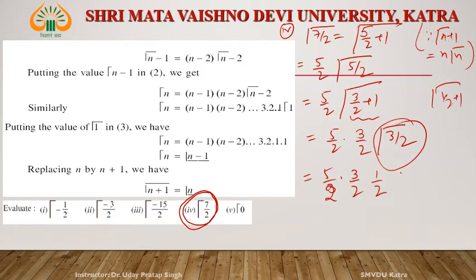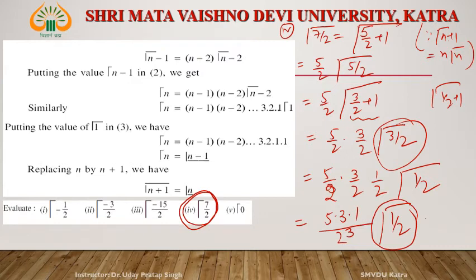Then this is equal to 1 by 2 gamma of 1 by 2. So this is 5 into 3 into 1 divided by 2 to the power 3 gamma of 1 by 2. Later on we will prove gamma of 1 by 2 is equal to square root of pi. In the next lecture we will prove gamma of 1 by 2 is equal to square root of pi. So the value of gamma 7 by 2 is 5 into 3 into 1 divided by 2 to the power 3, that is 15 divided by 8 into square root of pi. So this is the gamma of 7 by 2.